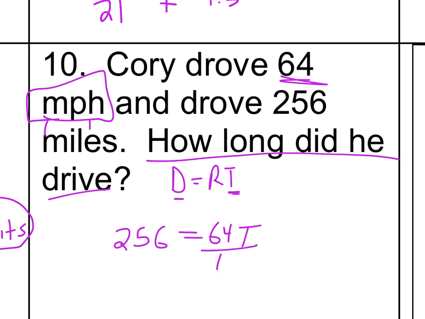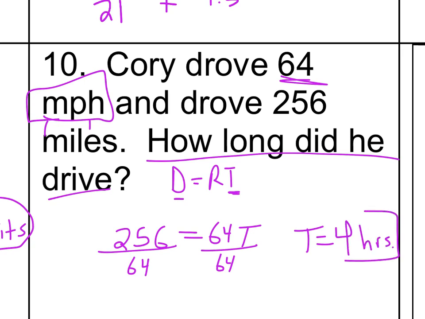So we're just going to divide both sides by 64. Right? So this is going to be 256 divided by 64. 2 64s is 128, and 128 and 128 is 256. So t equals 4. And that's 4 hours, since our time frame comes from our rate, which is miles per hour. So the time would just be hours.